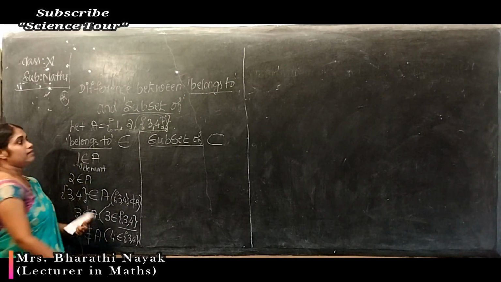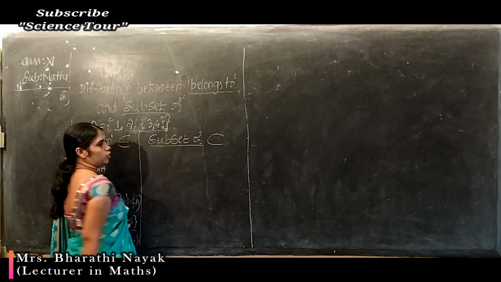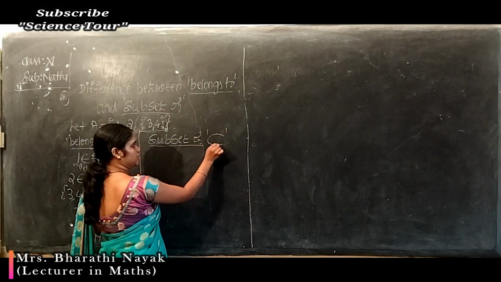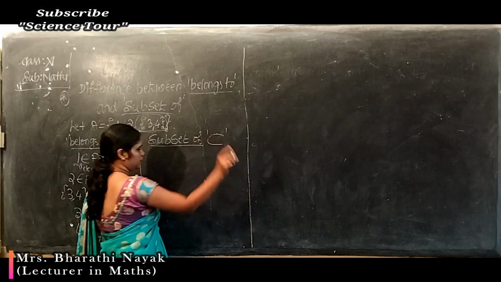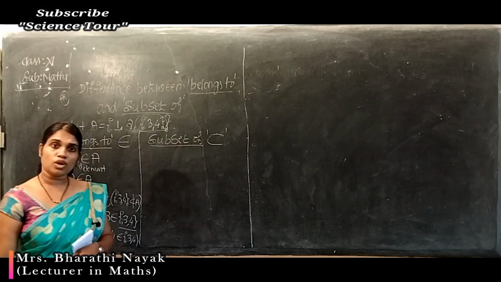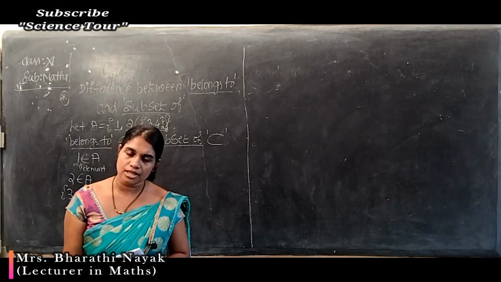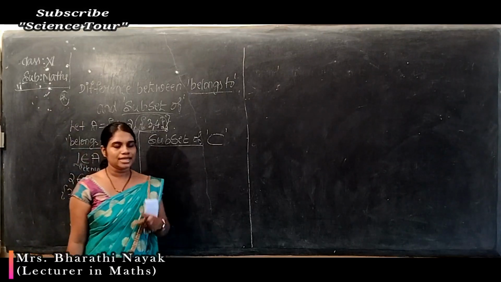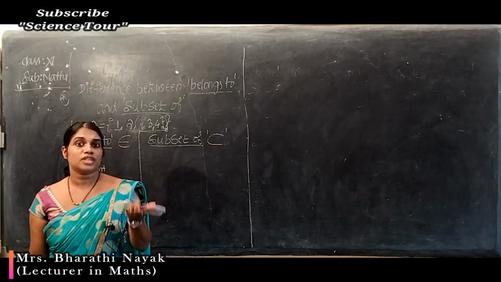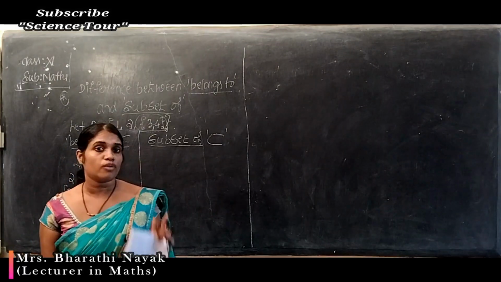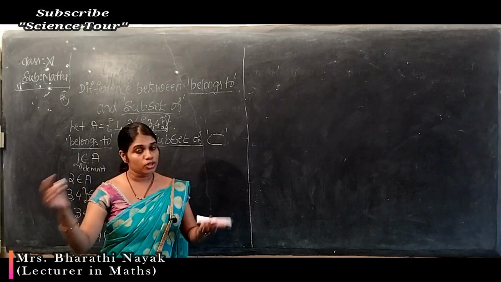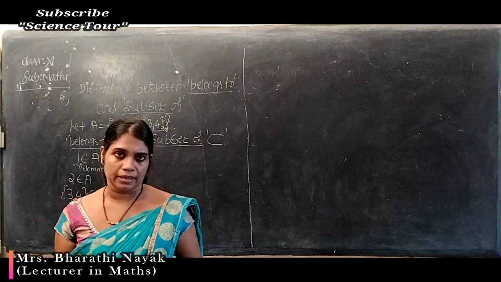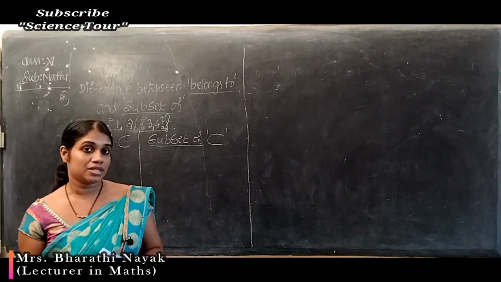Next I will consider subset. What is the symbol for subset? This is the symbol for subset. The definition of subset we already studied: a set A is said to be a subset of set B if every element of set A is also an element of set B.